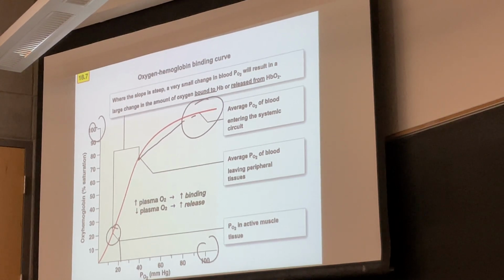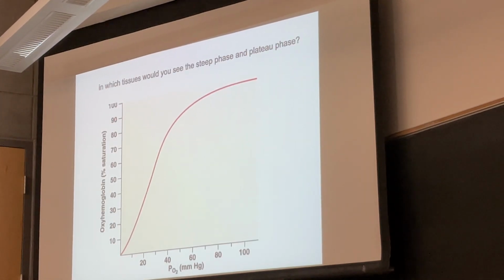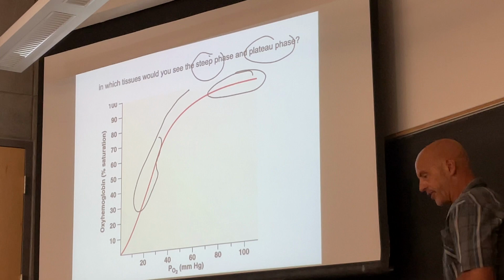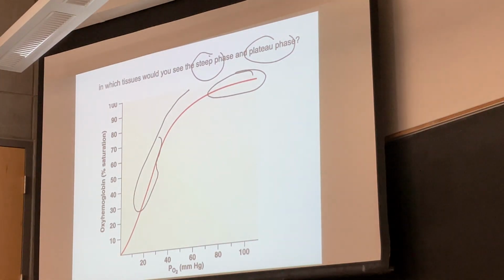Okay? So, you got the steep phase, right, over here, and you got the plateau phase over here. So, if I asked you, what tissues do you think you'd see over here, and from here, what capillaries are we talking about here?